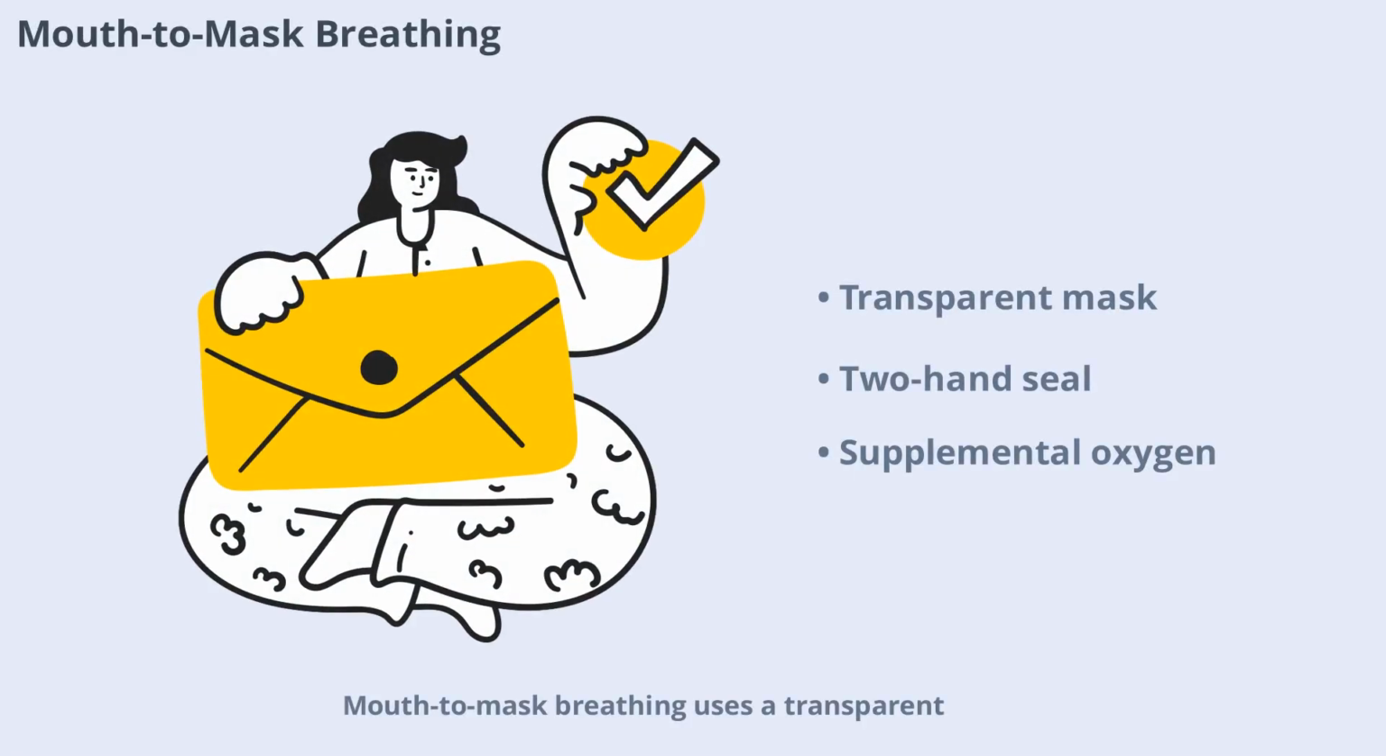Mouth-to-mask breathing uses a transparent mask with a one-way valve mouthpiece. Some devices have an oxygen adapter for supplemental oxygen. This method allows the rescuer to use both hands to create a tight seal around the victim's mouth and nose.